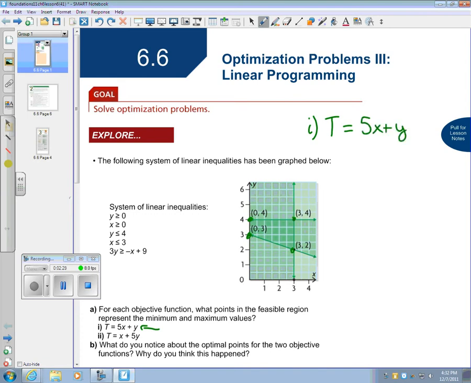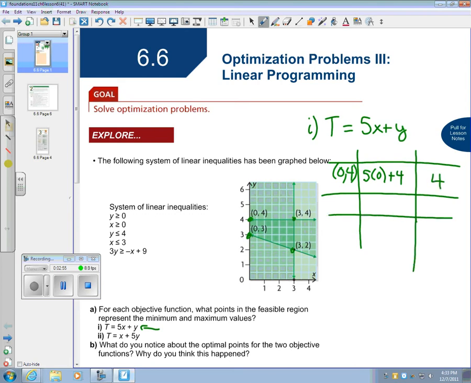And let's sub in the first point, 0 and 4. I'm going to make a little table. You guys can either follow along with me in your notebook, or if you want to just watch, you can do that as well. Okay, so subbing in when x equals 0, we have 5 times 0 plus 4. Our answer is 4. Our next point, we've done this one. Let's try the numbers 3 and 4. We have 5 times 3 plus 4. That's 15 plus 4 is 19.